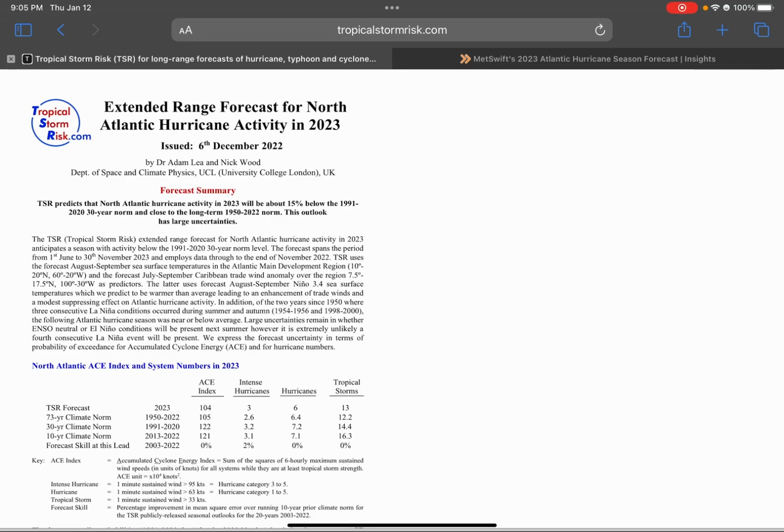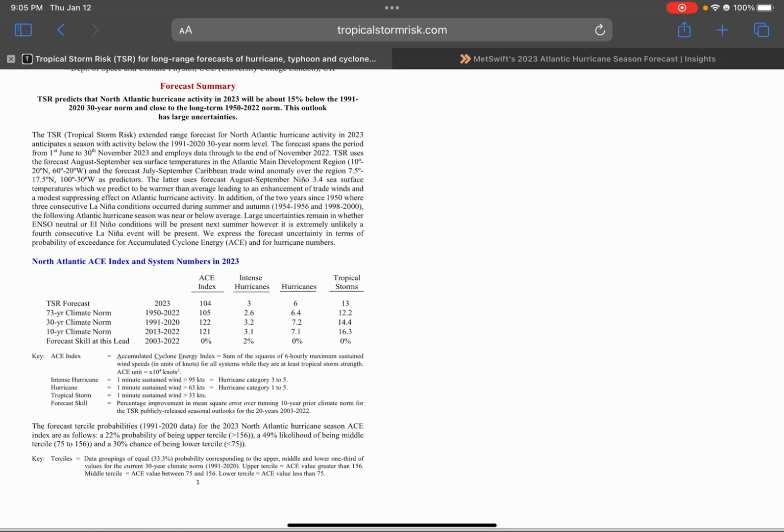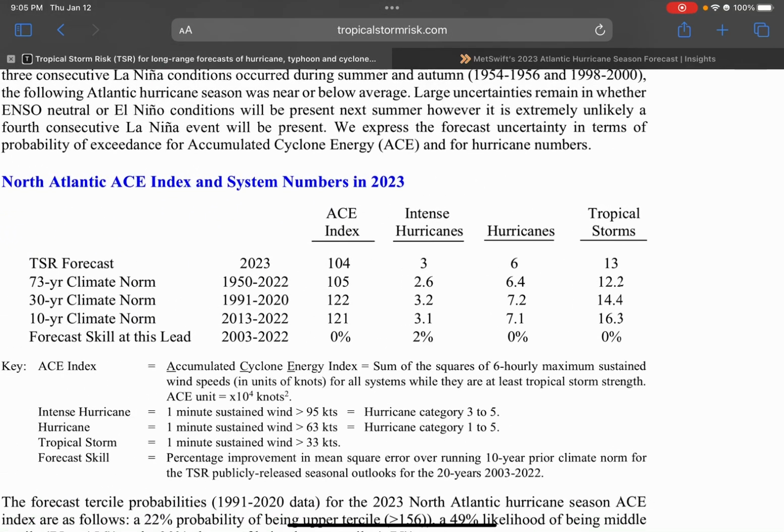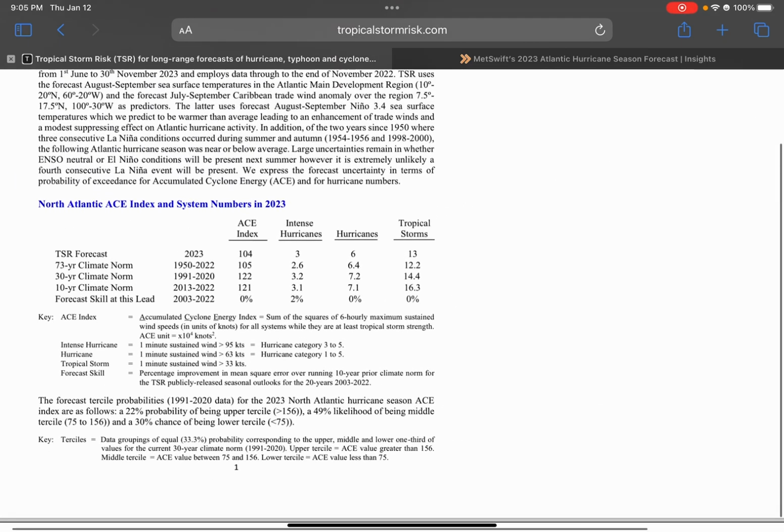If we look at the Tropical Storm Risk center, and by the way, I'm not looking at Colorado State University because they discontinued their December forecast, so sorry about that. TSR forecast for 2023 shows a 104 ACE index, where the average is actually 122. They're showing around 3 intense hurricanes, which is the average, 6 hurricanes, and 13 tropical storms. So a little bit below average, but it could be above average, potentially, with El Nino continuing to be pushed back.